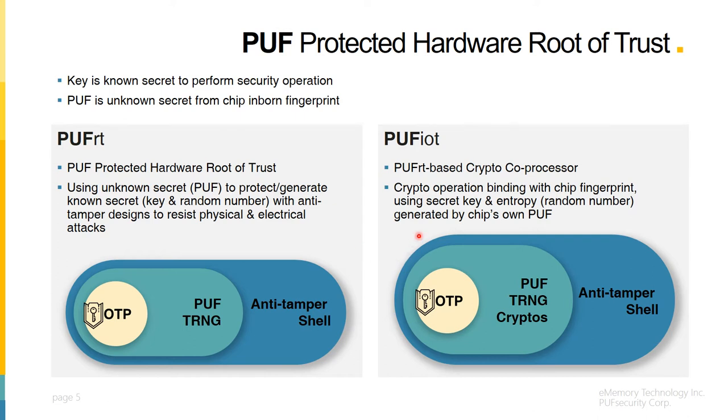In the diagram on the right, we have further added NIST-compliant cryptography engines based on PUFrt to provide a security boundary for key storage and key management. It's a secure coprocessor to support trusted storage, secure PUF-based boundary, and secure operation. Currently, PUFsecurity has designed these two IPs to support each security system based on this protection concept. In today's talk, I will focus on PUFiot.